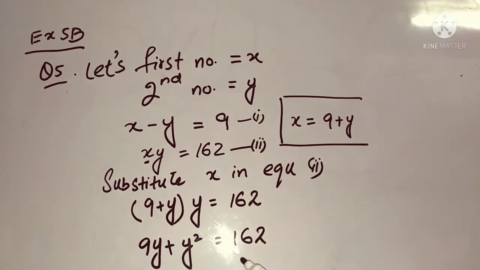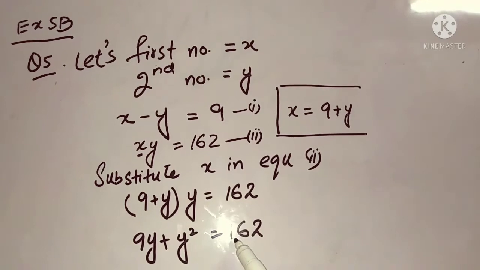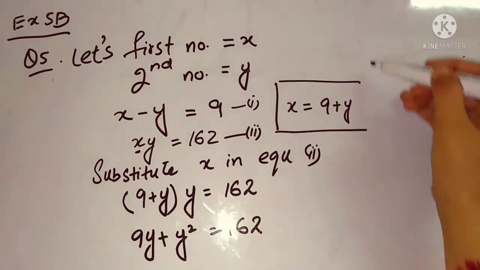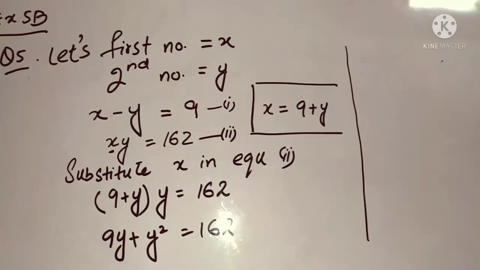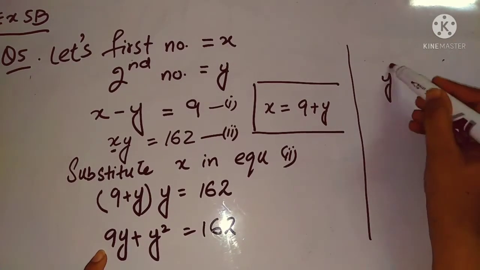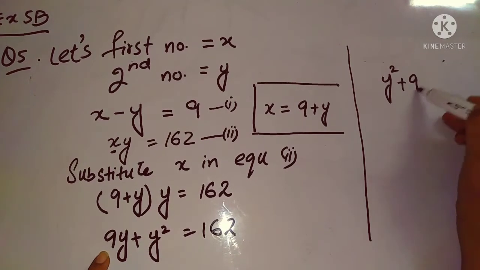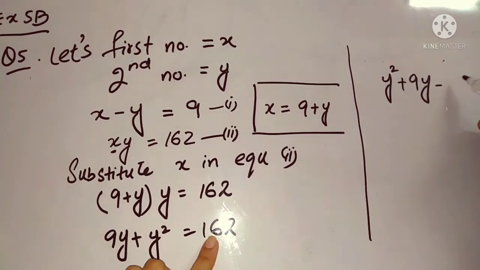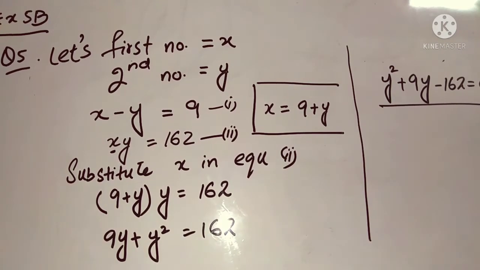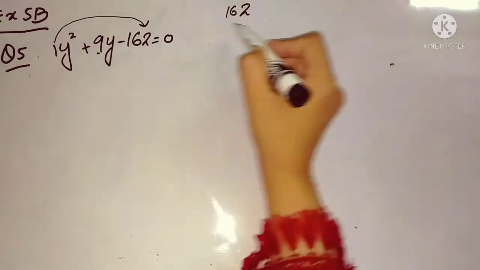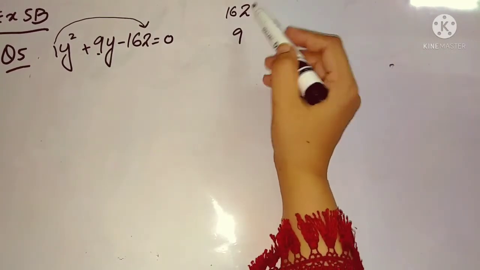As we have to make the quadratic equation to solve, we will move this 162 to the left hand side. First I will write down the square term, then the y term, and then I will move this 162 to the left hand side; being added over here, when it comes to this side it will be subtracted. Minus 162 is equal to 0. Now we have made this quadratic equation: y square plus 9y minus 162.